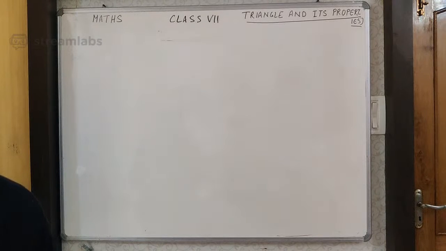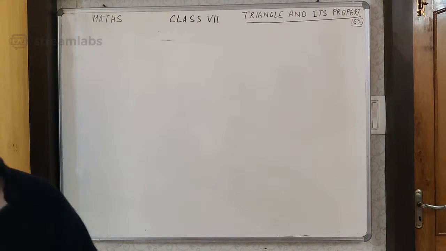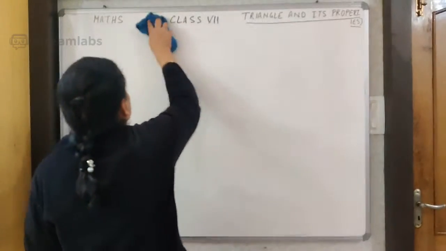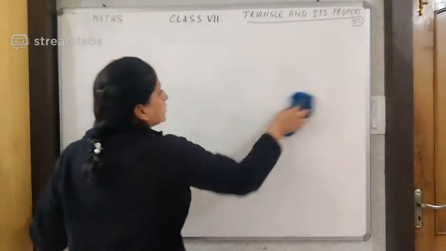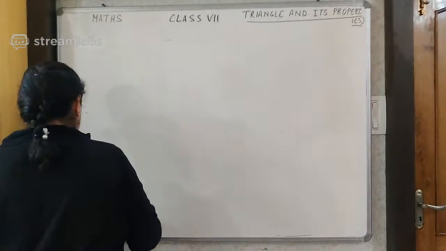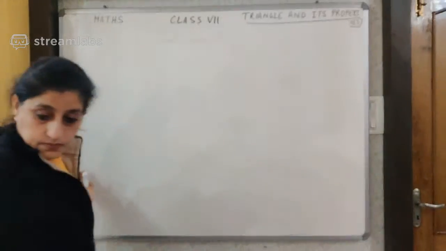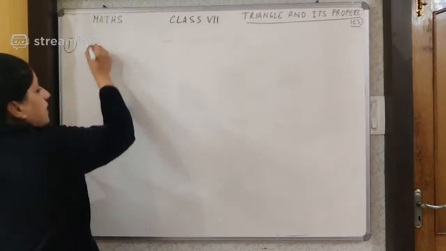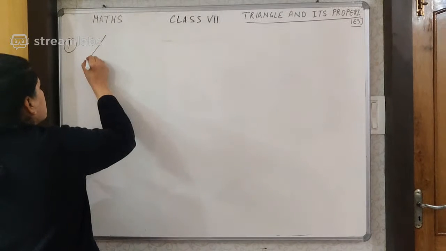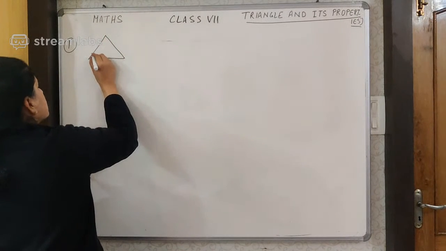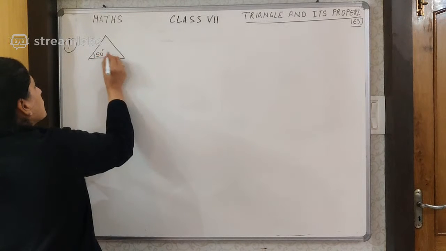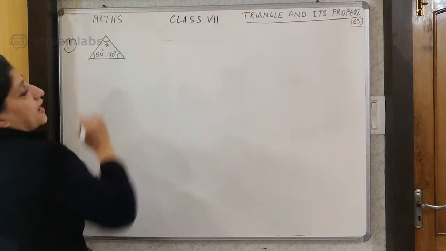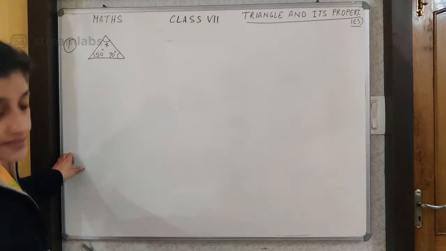Now I am coming to some questions related to this particular topic. We are going to find the unknown angle, and to find this unknown angle we are going to use which property? We are going to use the angle sum property. The first question which I am taking up over here is, I have a triangle. This angle is given to me 50 degree. This angle is given to me 70 degree. And this is x. I have to find x in this case.